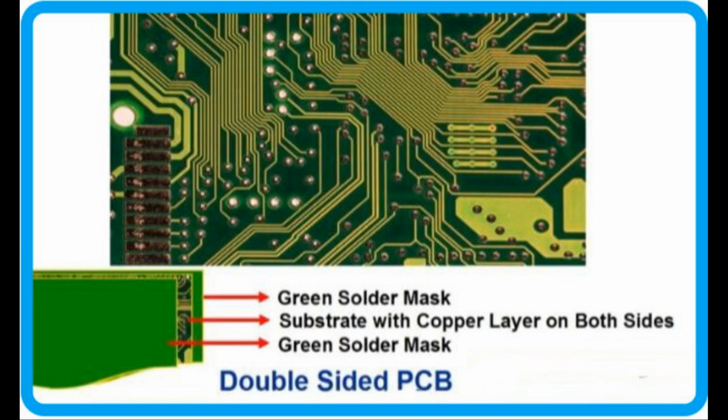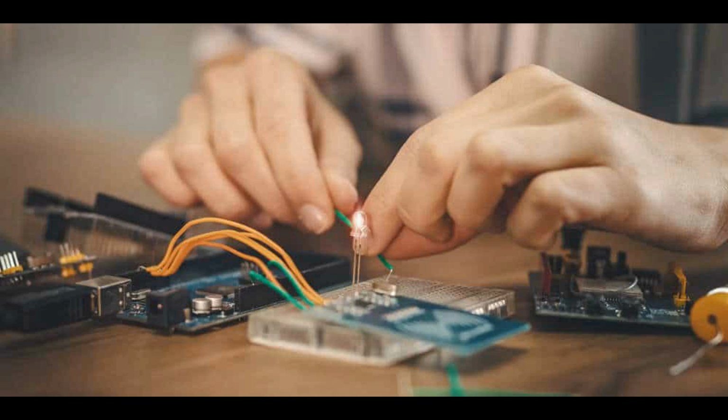Protection from environmental factors. Solder mask provides a protective barrier that shields the exposed copper traces, pads, and vias from environmental elements like moisture, dust, and contaminants. Without solder mask, these elements could corrode the copper over time, leading to electrical issues and reduced reliability.